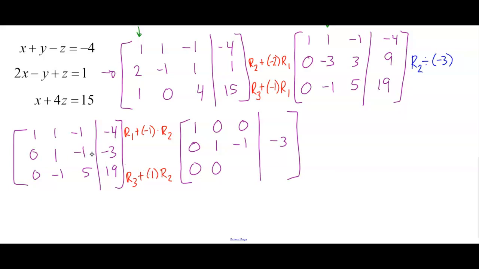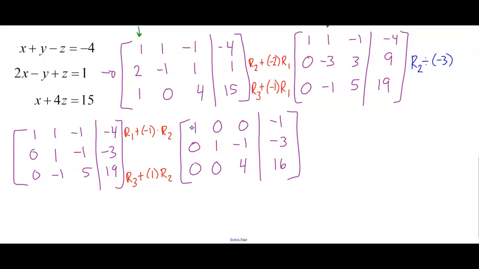-1 times +1 is -1. Added to 5 makes 4. And then for the last two numbers here, -3 times -1 is 3. Added to -4 makes -1. And -3 times +1 is -3. Add that to 19, you get 16.